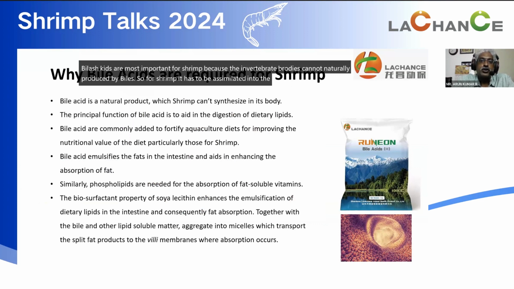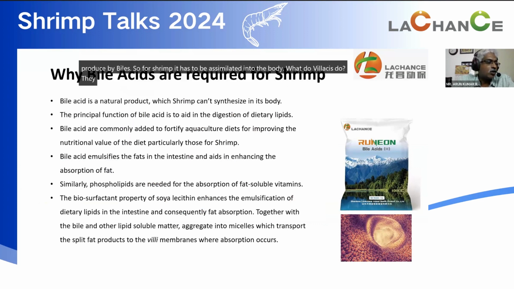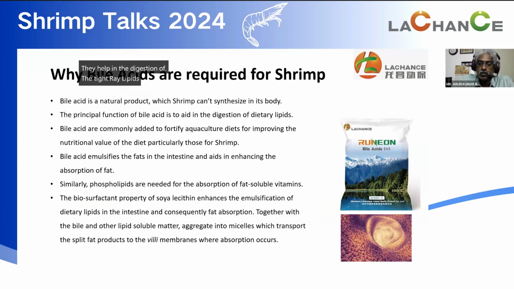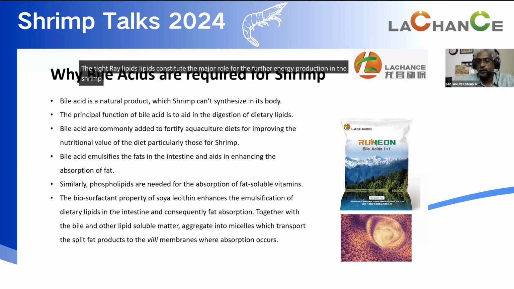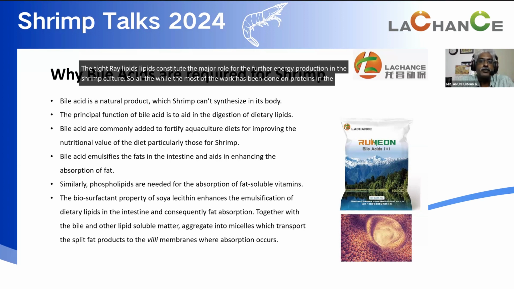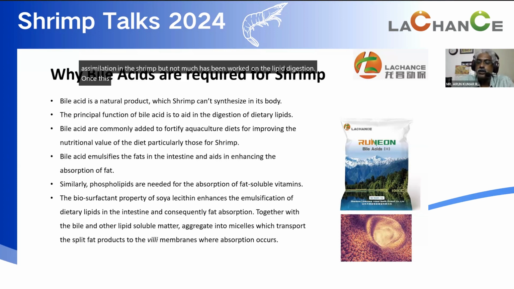What do bile acids do? They help in the digestion of dietary lipids. Lipids play the major role in energy production in shrimp culture. All the while, most of the work has been done on protein assimilation in shrimp, but not much has been worked on lipid digestion. Once the lipid is naturally emulsified in the body, as you have seen in the doctor's presentation, it helps in maintaining the health condition of the shrimp.